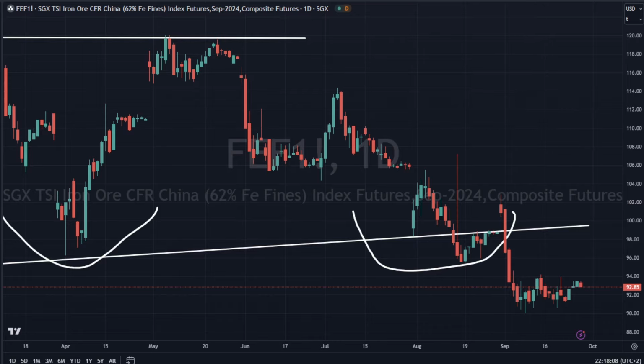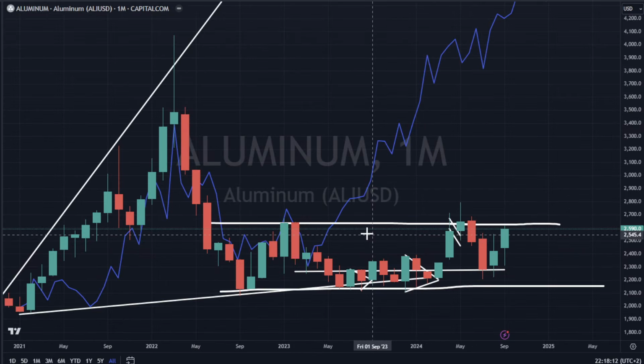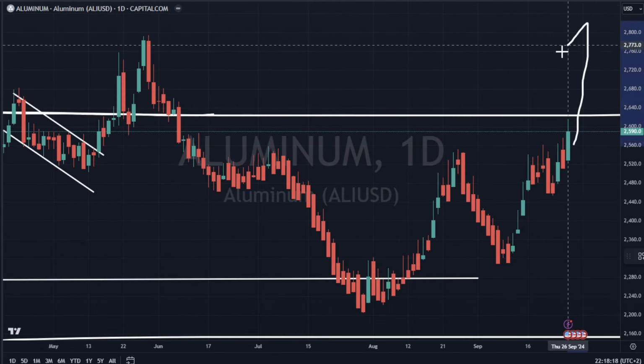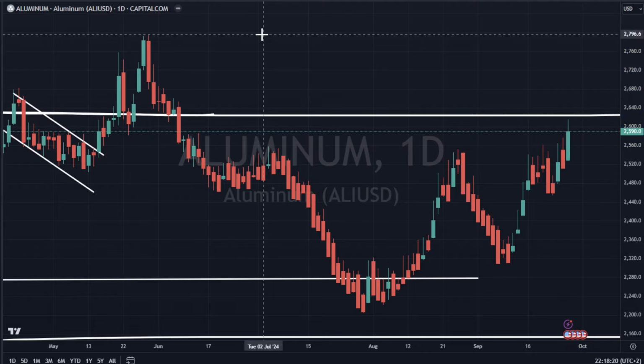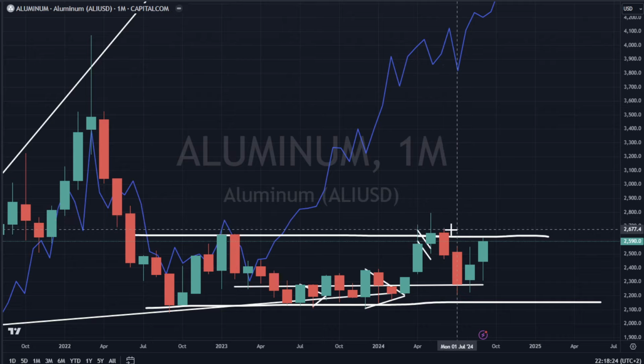Aluminum up 3%. We're still in the sandwich between resistance zone and support zone. So we want to break through and get out of here and close above it on a monthly closing. You can see on the monthly closings, we haven't really closed above it. We got close, but no cigar.